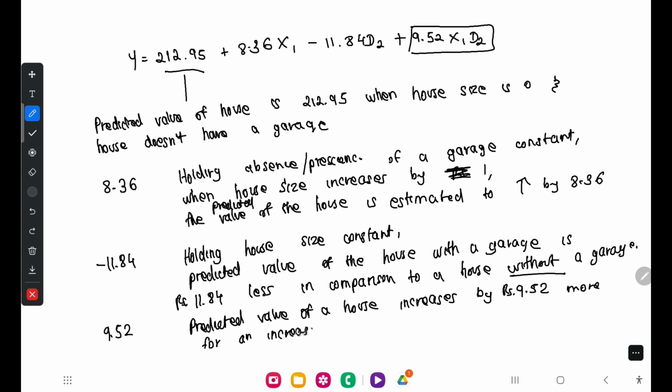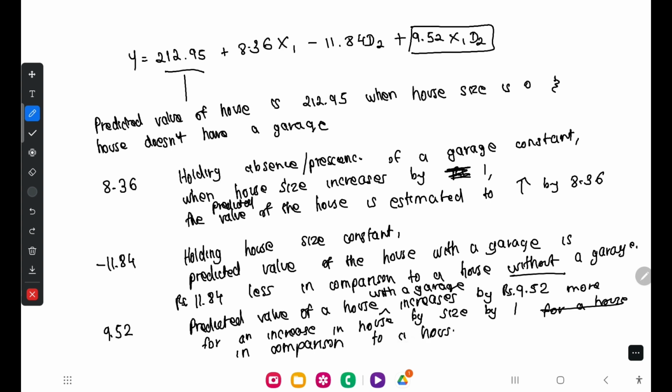increase in house size by 1 for a house with a garage. So here itself we can include that, right? Predicted value of a house with a garage increases by 9.52 more for an increase in house size by 1 in comparison to a house without a garage.